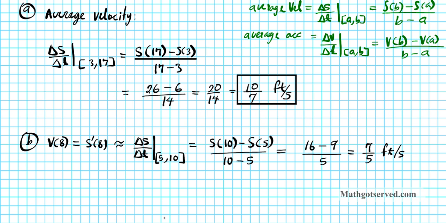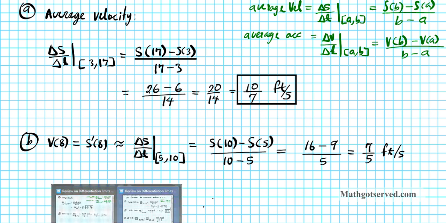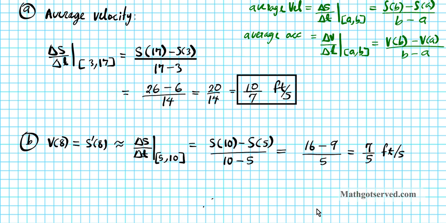Alright, so this is your approximate instantaneous velocity at t equals 8. Alright, so let's go ahead and box that.